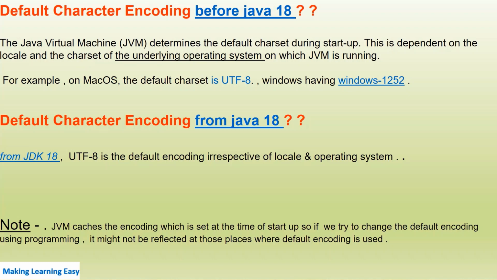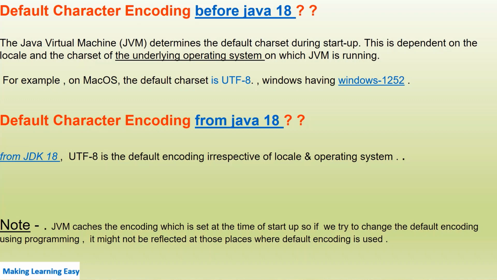One thing I have mentioned here is that the JVM caches the encoding which is set at the time of JVM startup. If we try to change the default encoding using programming, it might not be reflected in those places or in those APIs where the default or cached encoding is used.